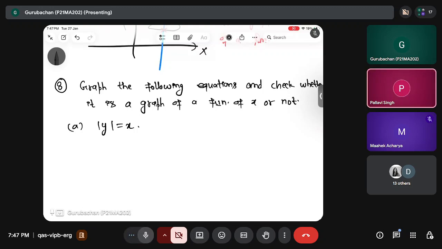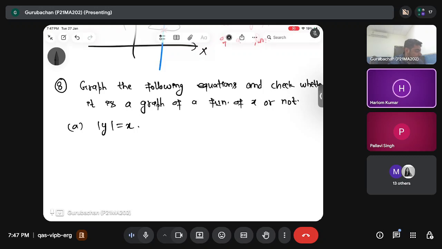Yes, sir, it is a graph of a function. It is a graph of a function. Yes, very good. Anyone else?